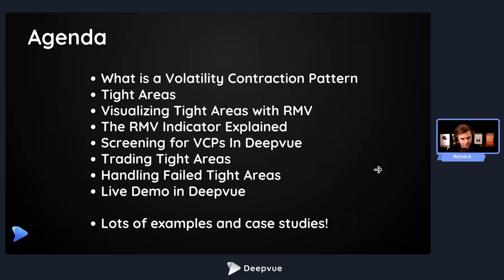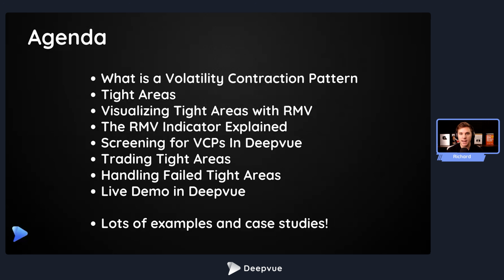So here's the agenda. First, what is a volatility contraction pattern, to make sure we're on the same page? Then we'll discuss tight areas a little bit, visualizing tight areas with relative measured volatility. We'll dive into the indicator a little bit, explain how to use it, what it is, what it's good at, what it's not good at. Then we'll discuss screening for VCPs in Deepvue, trading tight areas, how to actually execute that. We'll go through the 4 ways to trade a tight area.